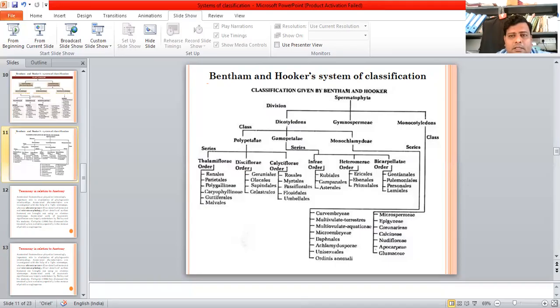The origin of angiosperms was not established in this classification. The position of gymnosperms is also anomalous, that is, it is between dicots and monocots. The group Monochlamydeae is entirely artificial. So we discussed here a summary of the Bentham and Hooker system of classification. In the further lecture, we will go with families.